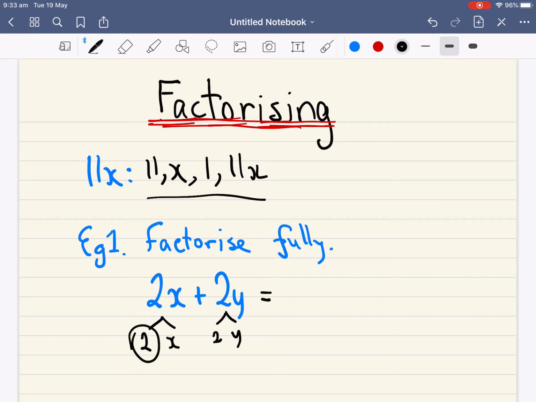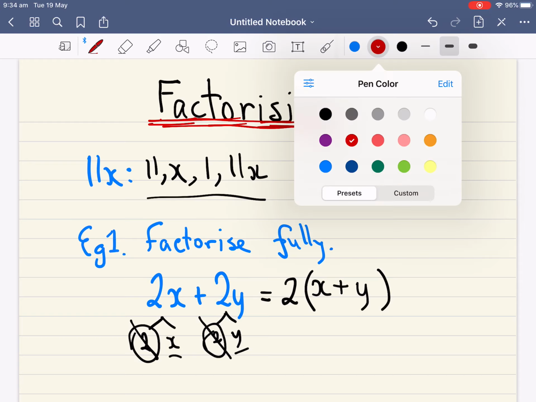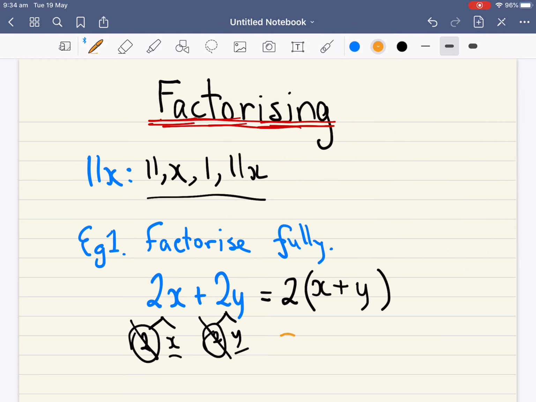That factor is 2. What we can do is take that 2 out the front, and then in the brackets, you write what you're left over with. So if we're taking that 2 out, the 2 is gone from both terms. You're left with an x from the first term. There was a plus in the middle. And you're left with a y from the second term. So your answer will be 2, and this is how it actually reads, there's a 2 outside of x plus y. That would actually be your answer.